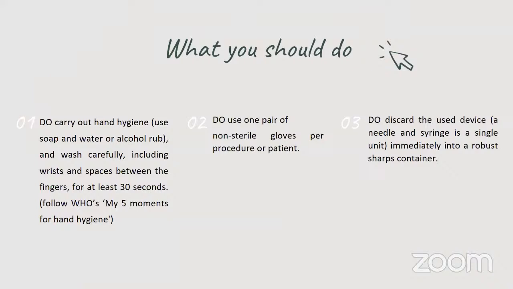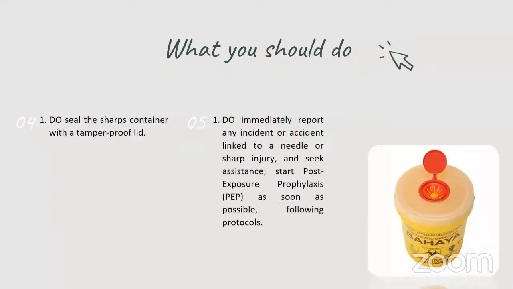Back to basics: hand hygiene, changing of gloves between patients, and discard used devices, needles and syringes into the sharps bin. This is an example of a sharps bin. The sharps bin has to have a tamper-proof lid, and any needle prick injury must be reported immediately. In SASMED, we do have a post-exposure prophylaxis regime available.